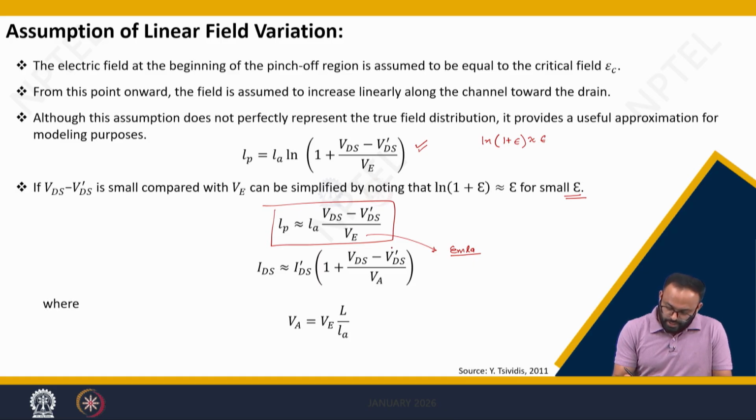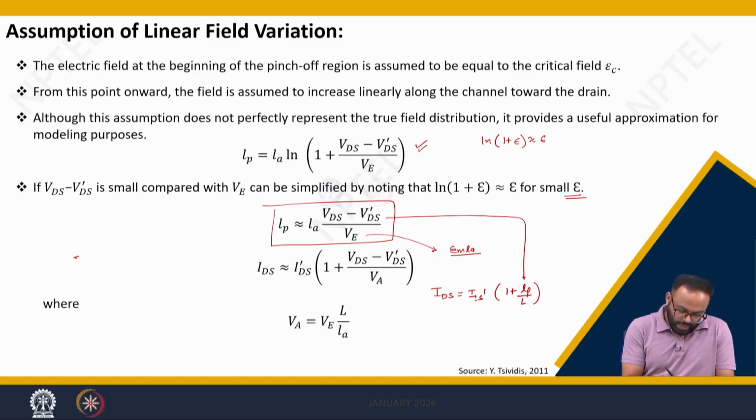This equation can be rewritten as IDS equals IDS dash into 1 plus LP divided by L. That is what we have derived. So, if you put the value of LP, which is nothing but this, you will get IDS equals IDS dash into 1 plus LA by L into (VDS minus VDS dash) divided by VE.